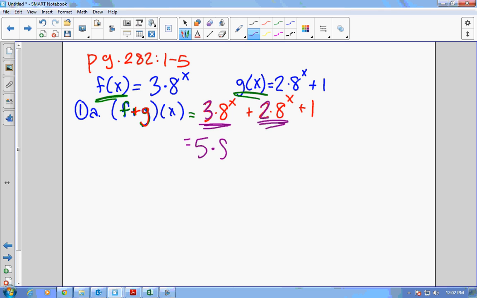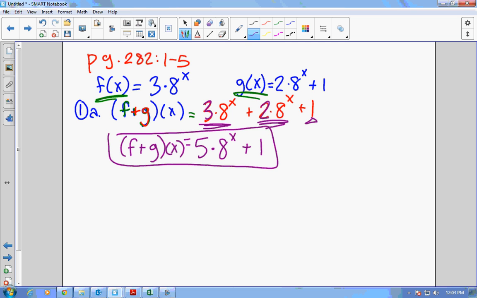So 5 times 8 to the x is 1. Does it have a like term? Nope. So we just bring it down. This is f plus g of x. That is the answer.